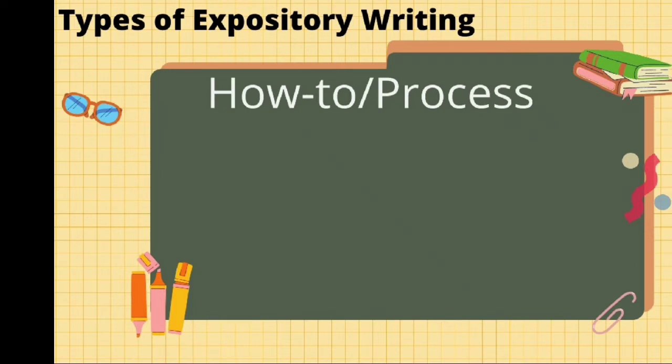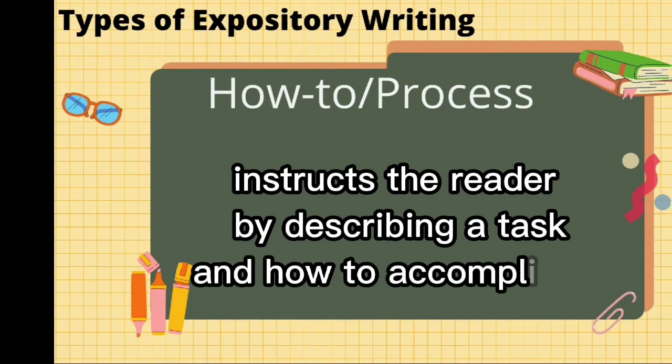The last type is the how-to or process. This form of writing instructs the reader by describing a task and how to accomplish it. For easy comprehension, the writer may give step-by-step instructions.